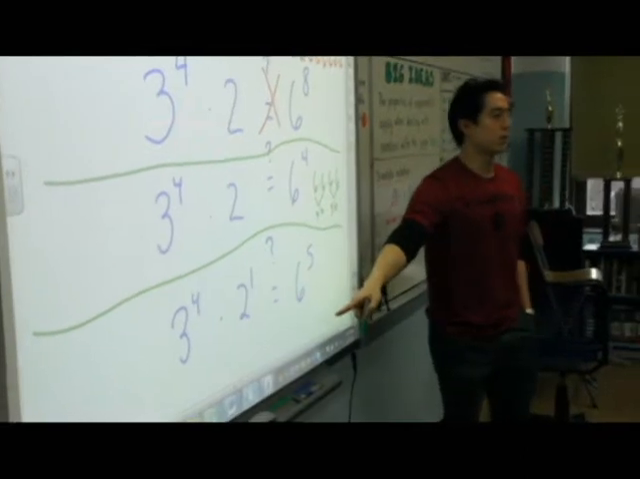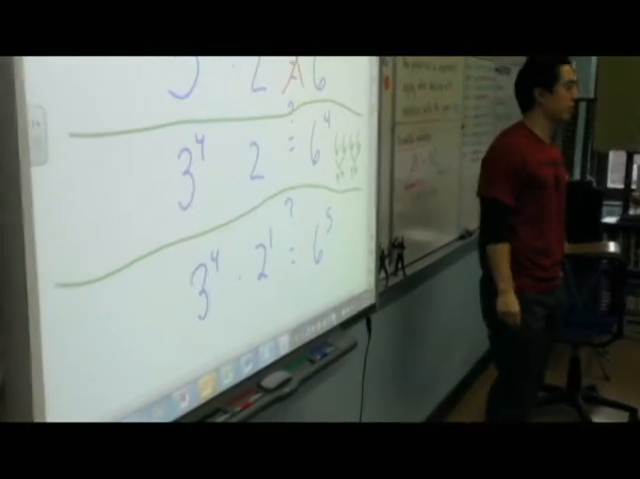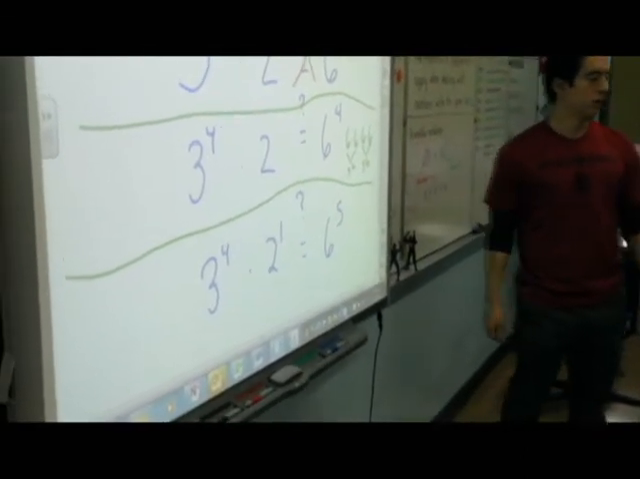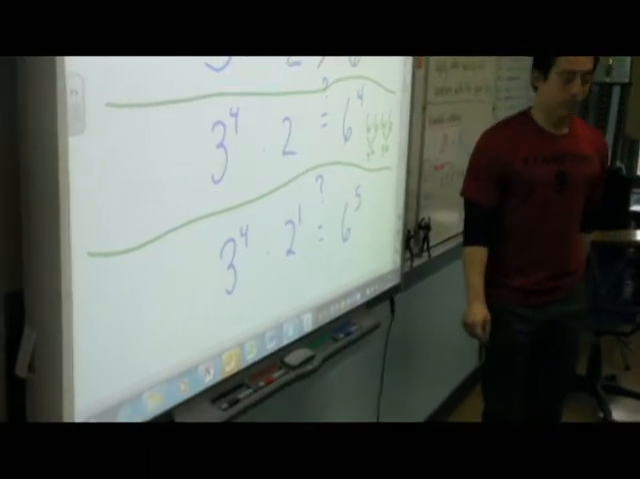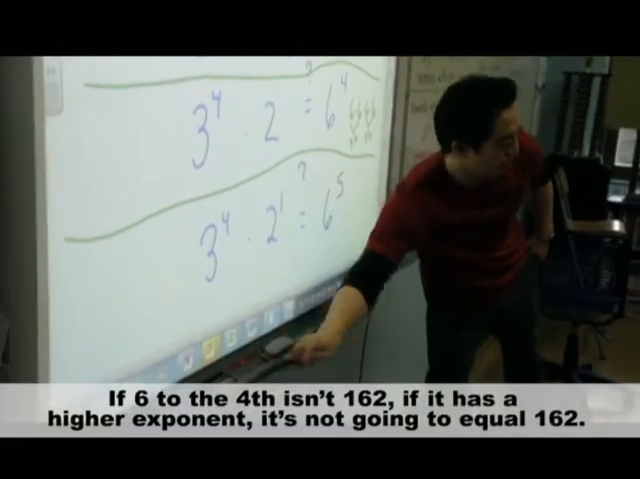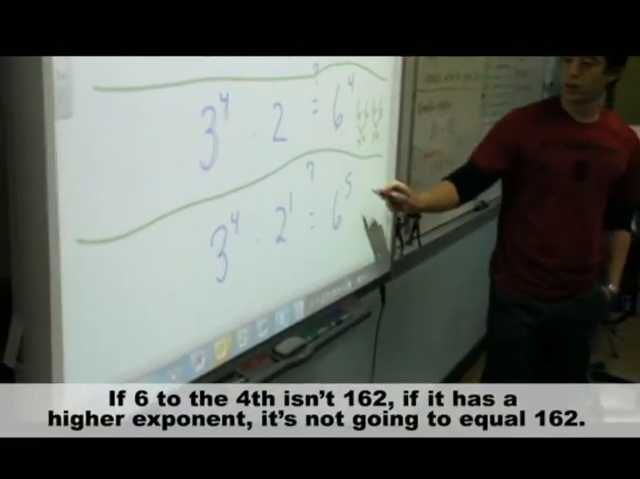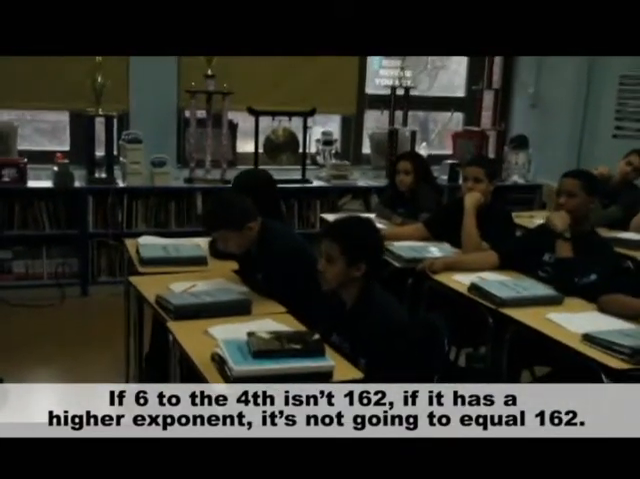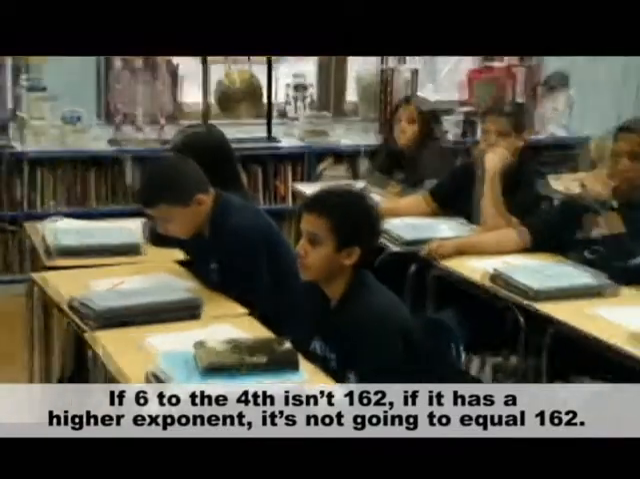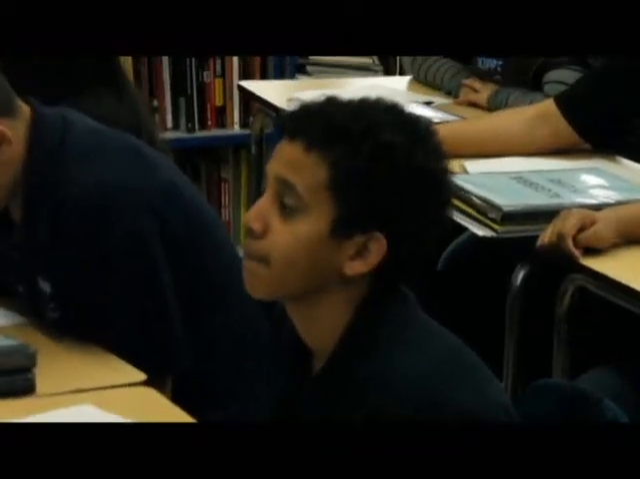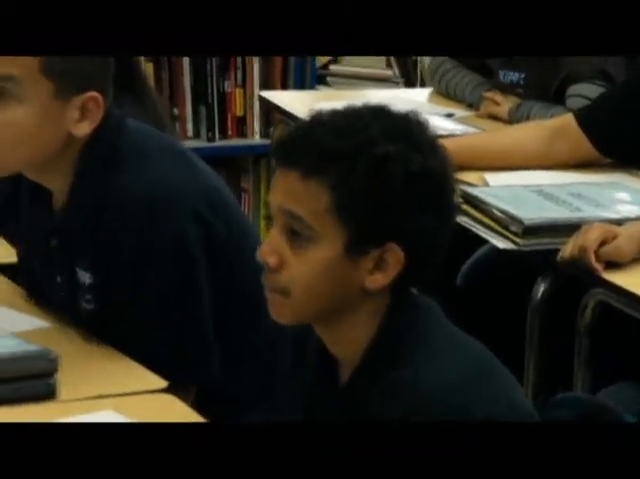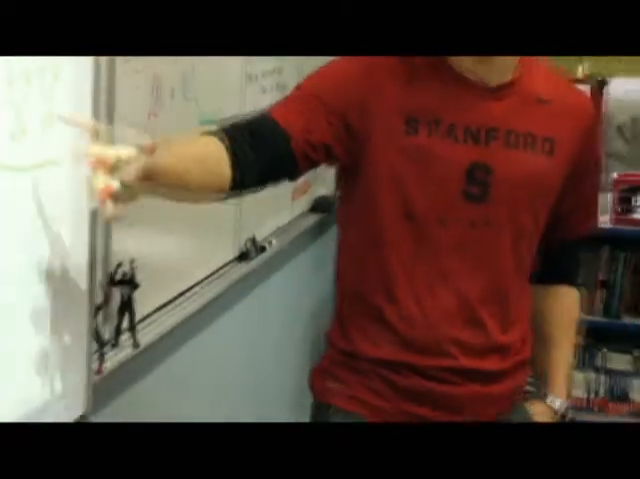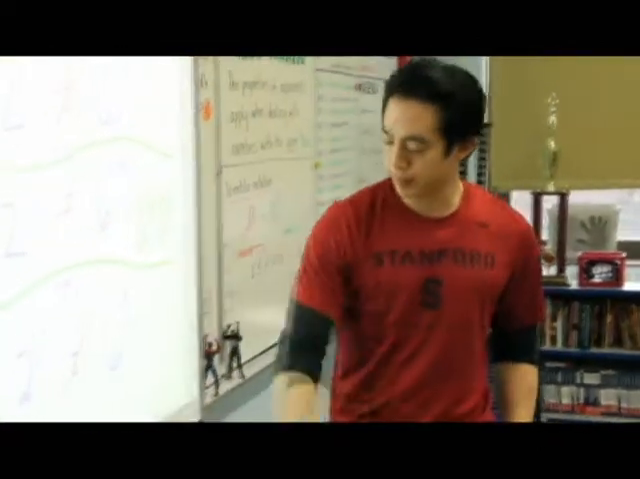We got one more. Who has something to say about this one? I see people shaking their heads. Chris? If 6 to the 4th is 162, and if it has a higher exponent, it's not going to equal those. That's a great point. I don't even care what this is. This is already going to be bigger than that. So this is not right either.